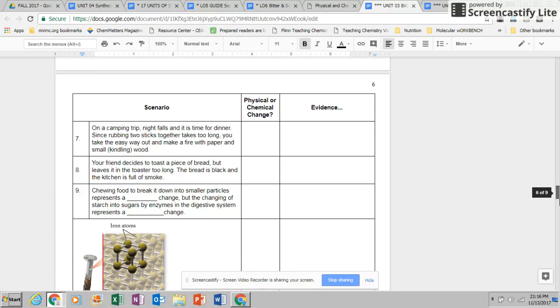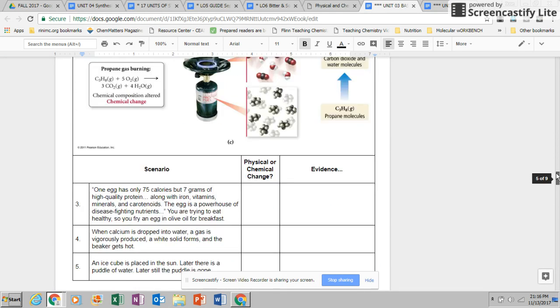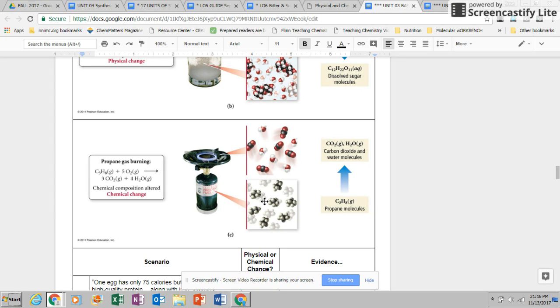However, when you do have a chemical change, again, like you have here, we are completely breaking apart the molecules and reorganizing them in a way that they are making new stuff.